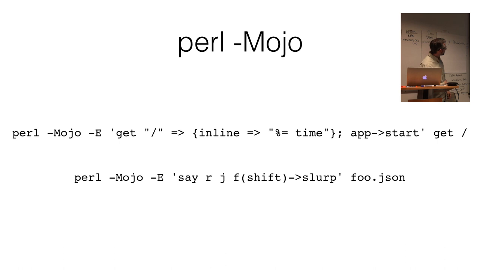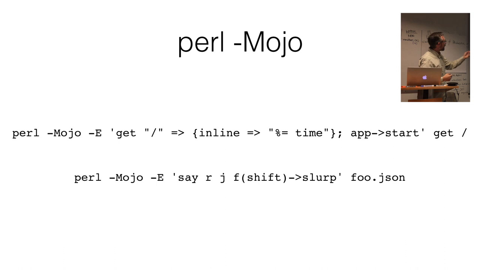The second one is a little bit more fun. You have to read it backward. food.json is our argument. Okay, that's ARGV. The first thing we're going to do is invoke f, which is Mojo::File, and shift. It's going to be shifting off ARGV. So we're going to slurp food.json. So now we have a JSON string. That gets passed to j. j is JSON, Mojo JSON. And it will take either strings or data structures. Depending on what it gets, it will do the opposite. So if you give it a string, it will give you a data structure. If you give it a data structure, it will give you a JSON string.